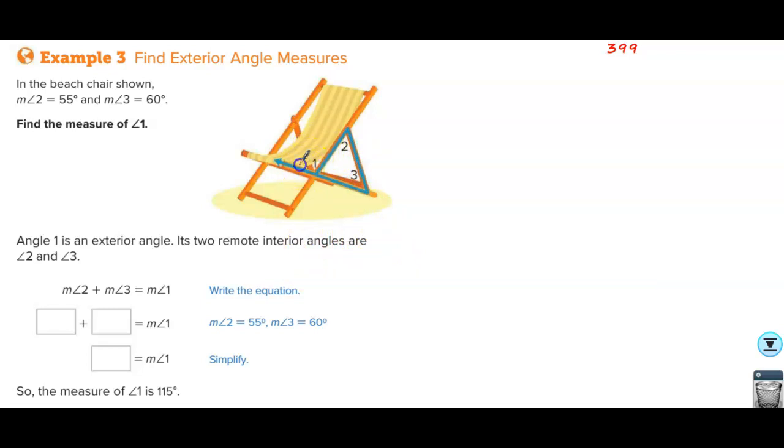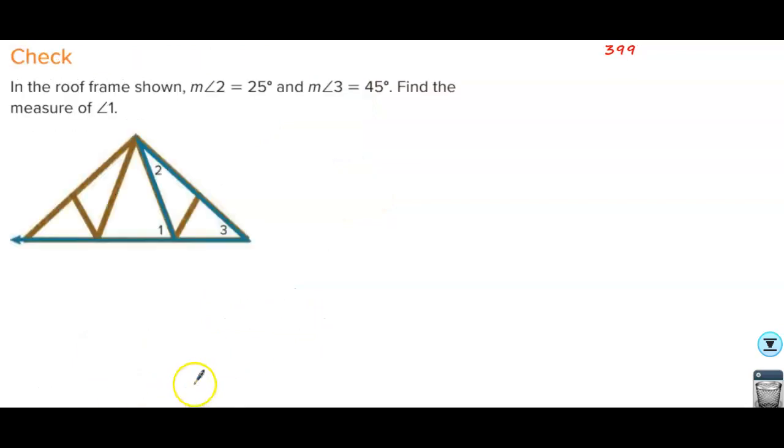Find the measure of angle 1. Angle 1 is an exterior angle. It is going to be the measure of angle 2 added to the measure of angle 3. And what luck, they've given us both of those measurements. The measure of angle 2 is 55. The measure of angle 3 is 60, which gives us 115. So the measure of angle 1 is 115. They didn't literally throw a chair at you, but you get what I'm saying.